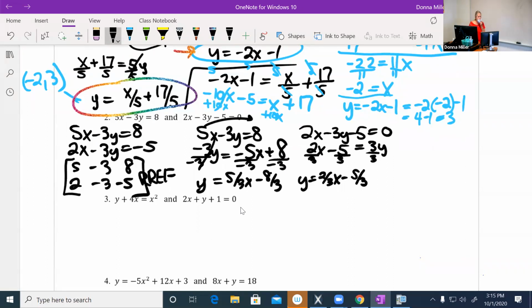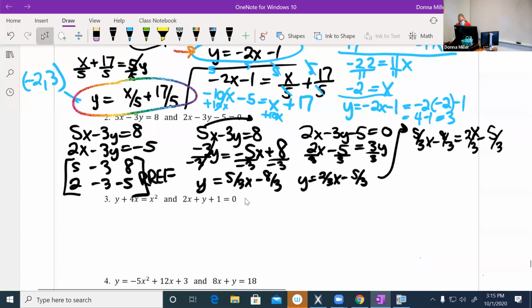All right, so the algebraic way, I set them equal to each other. We're going to do the algebra and then we're going to do the calculator, right? The calculator is easier, but all right, so if I set them equal to each other, I get 5/3 x minus 8/3 equals 2/3 x minus 5/3. Oops, I forgot an x there. Okay. So I set them equal to each other.